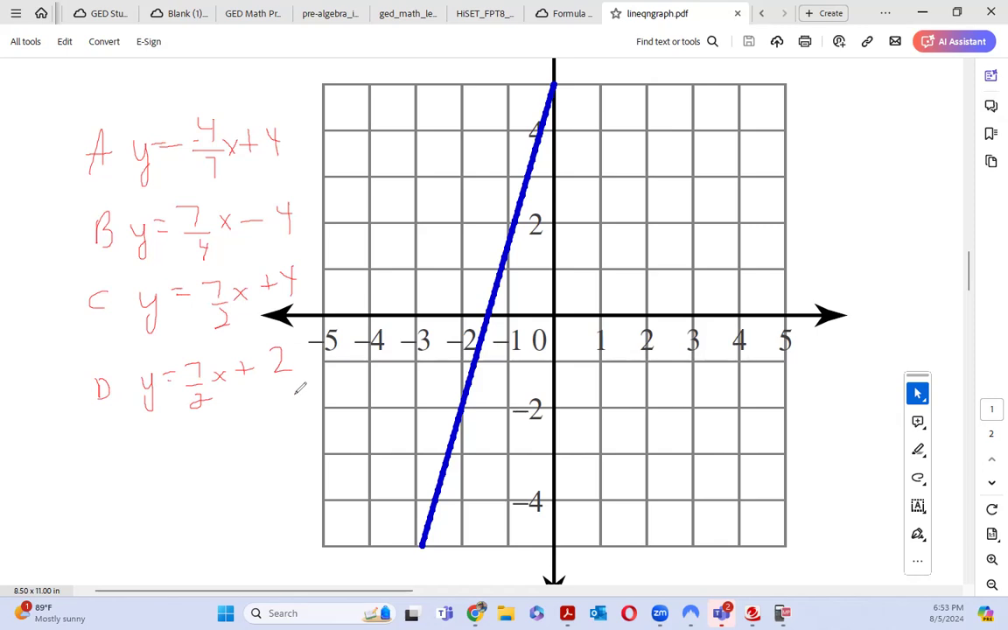Okay. Is the slope of this line positive or negative? Positive. So I know it can't be A, because the slope of A is what? Negative. So you know it can't be A. What's my y-intercept?